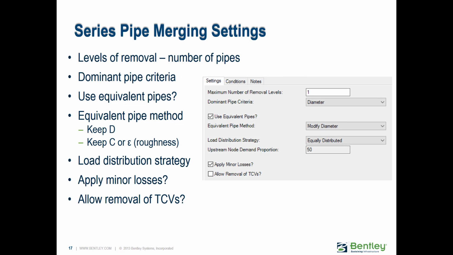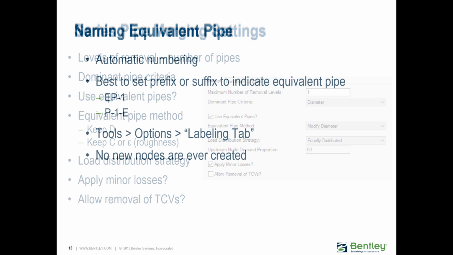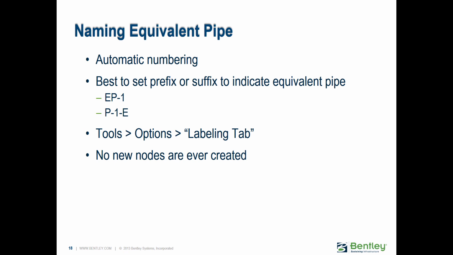So here's the settings for series pipe merging. I won't go into too much detail on that. As far as naming equivalent pipes, the new equivalent pipe you create will have a new pipe number, and it will be automatically given the number of the next pipe to be added.